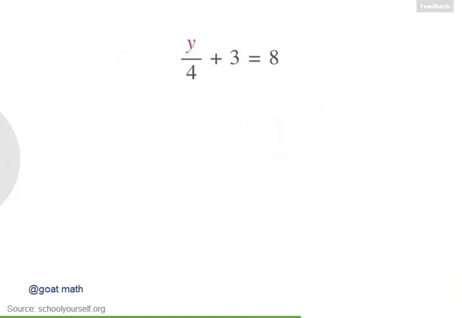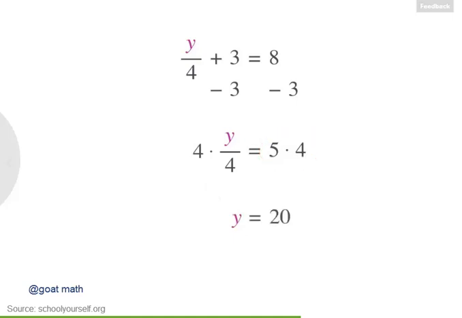Nicely done! There were a few different ways you could have solved this. One way is to first subtract 3 from both sides. On the left, the 3's cancel, leaving you with y over 4. And on the right, 8 minus 3 equals 5. Then you can multiply both sides by 4. On the left, you get y, and on the right, you have 5 times 4, or 20.